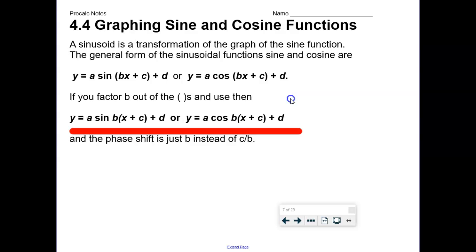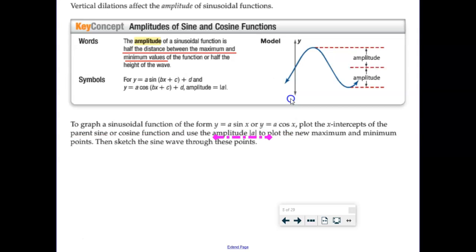So we won't start with that until Wednesday. We'll come back to that idea.